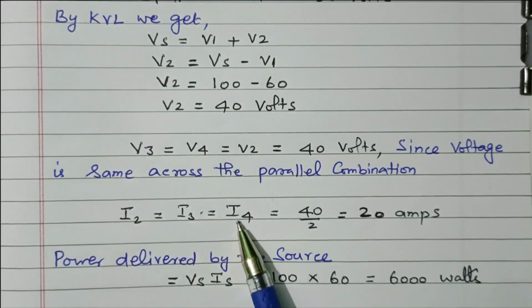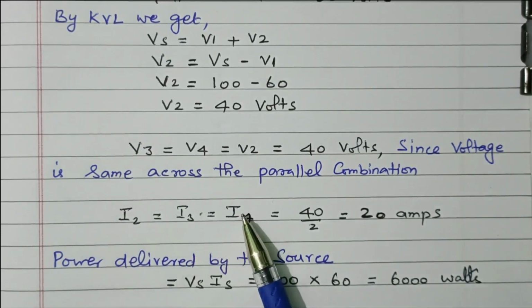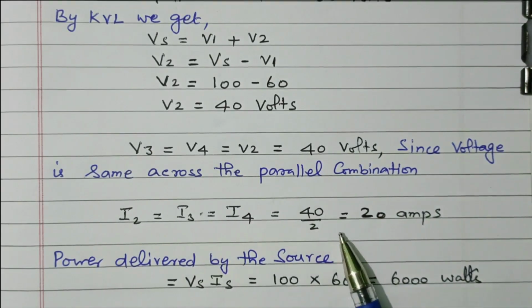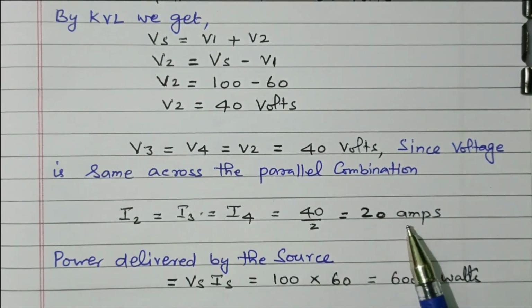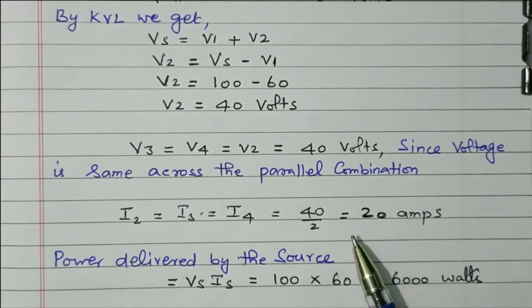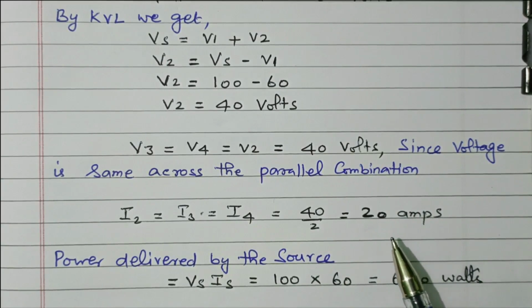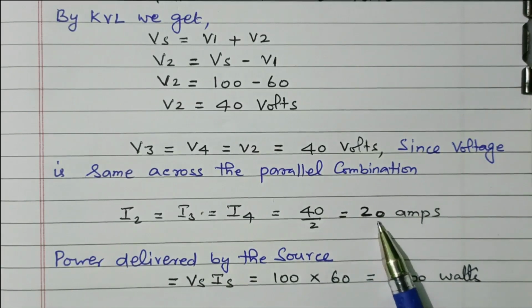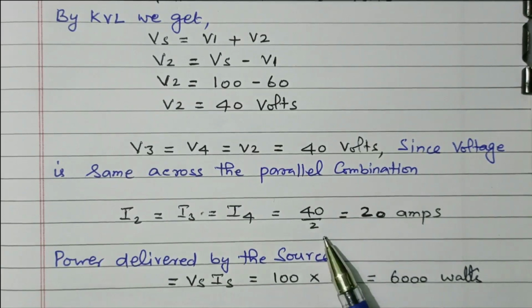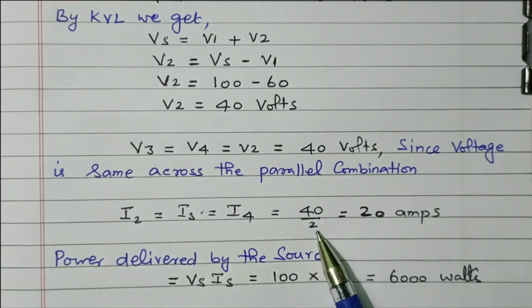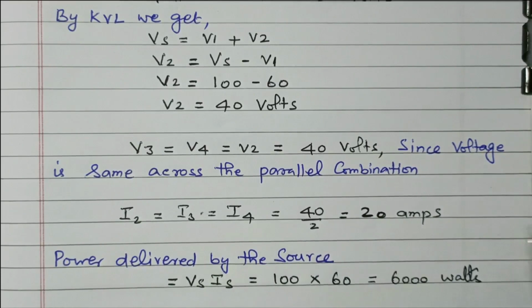I2, I3, I4. And also the total current is 60 amperes. So there are 3 resistors available, so equally divided: 20, 20, 20. Right? Current through R2 is 20 amperes, R3 is 20 amperes and R4 is 20 amperes. The 60 amperes divided equally by 3 is 20 amperes. That is also another calculation. Otherwise I equal to V by R. The I2 is V2 by R2, 40 by 2, 20 amperes.